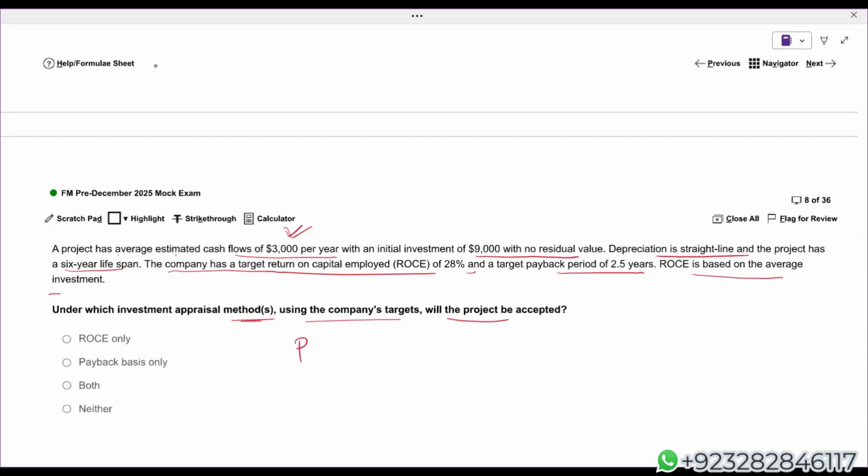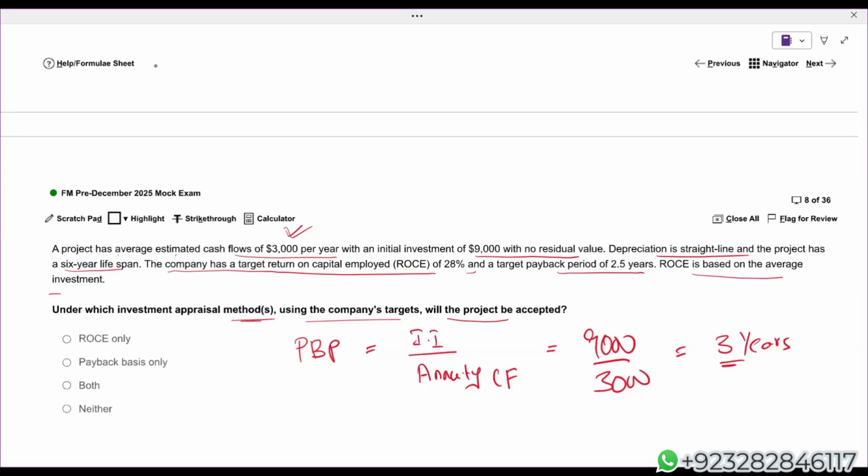Obviously, it's the simple payback period, number one. We have initial investment divided by simply the annuity cash flow. We can directly calculate the time period. So 9,000, we have annual cash flows of 3,000. So we are getting 3 years. So under payback, this project cannot be accepted. Why? The target of the payback is 2.5 years and this project has a payback of 3 years. So as far as the payback target is concerned, it's not met.